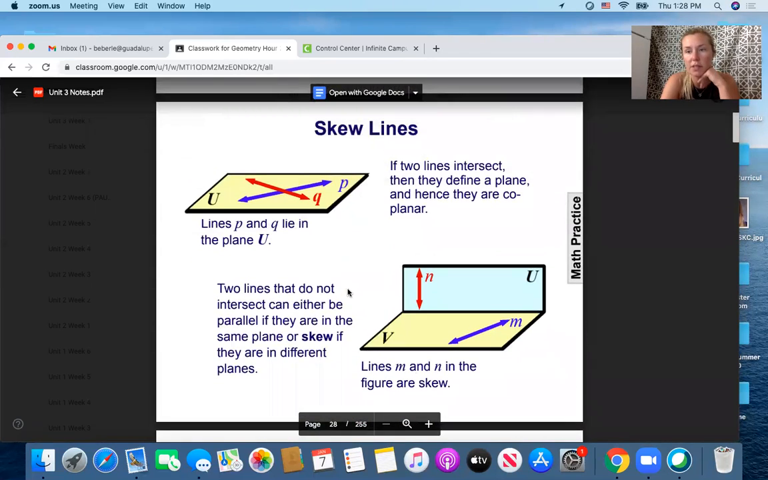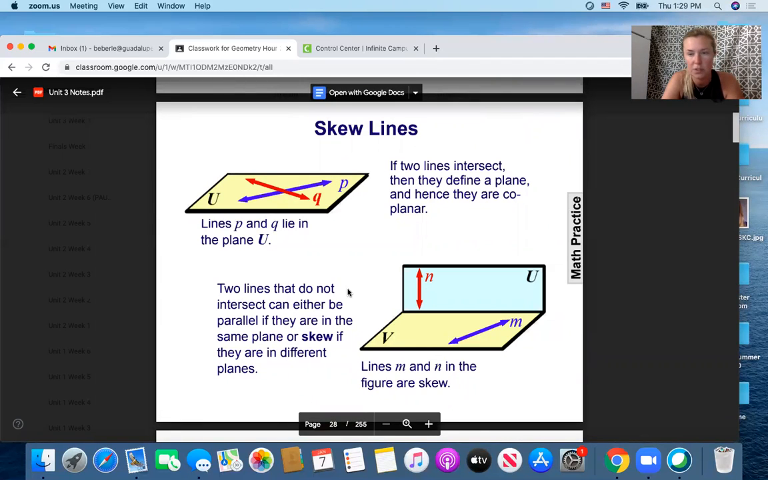So, skipping that, heading back to skew lines. We're going to re-go over this right before your knowledge check, which is what we're doing right now. So skew lines: if two lines intersect, they define a plane, hence they are coplanar. Lines P and Q lie on the same plane, plane U. Two lines that do not intersect can either be parallel if they are in the same plane, or skew if they are in different planes. Lines M and N in the figure are skew.